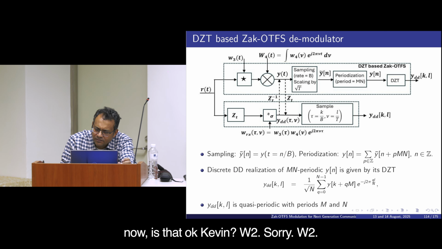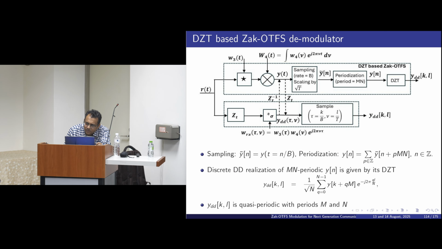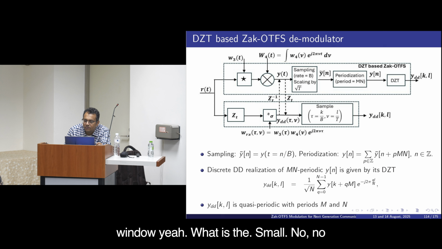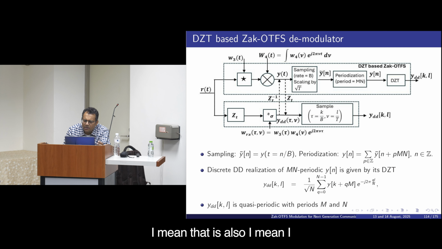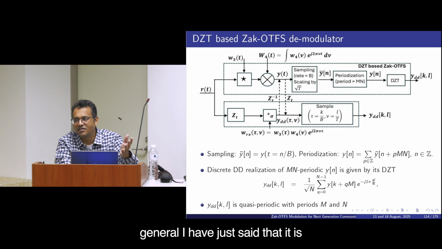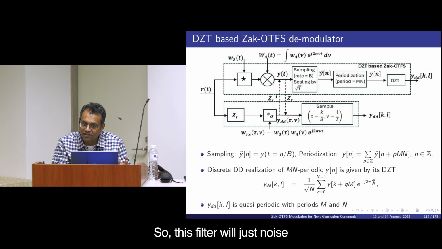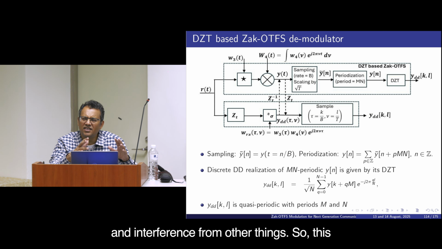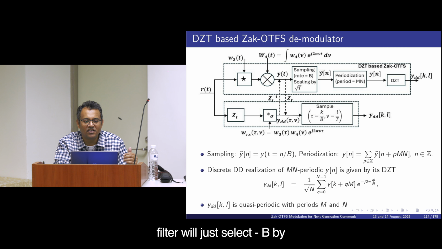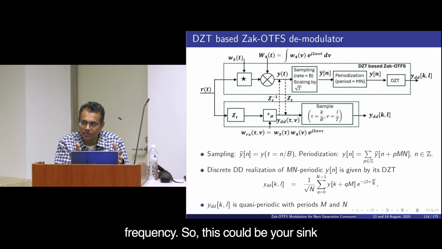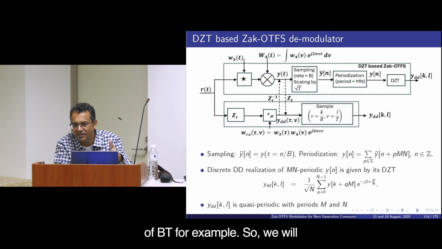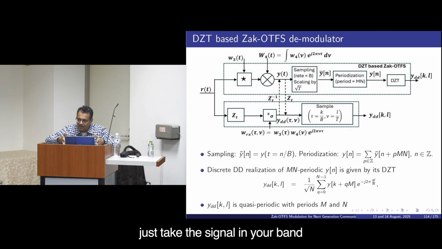Yes, the capital W2 is a time window. What is the small W3? I have just kept it general, I have just said that it is a filter. Along with this received signal you will also have noise, so this filter will remove noise and interference from other things. This filter will just select minus B by 2 to plus B by 2 in frequency. So, this could be your sinc of Bt, for example. So, it will just take the signal in your band.